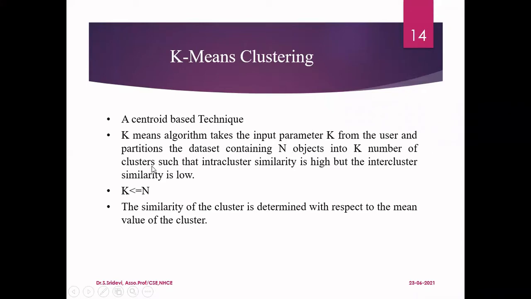When we do so, we have to maintain two things. One is intra-cluster similarity is high, and inter-cluster similarity is low. And one more important thing is the number of clusters to be formed, K, is less than or equal to n. And here we are going to focus on similarity. So the similarity of the cluster is determined with respect to the mean value of the cluster. Because of this only, it is called K-means clustering.